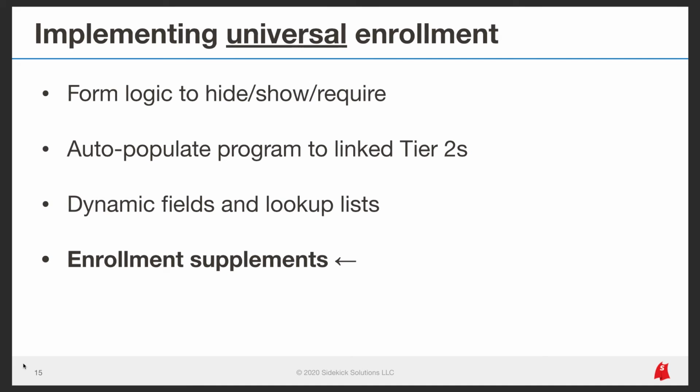We can also use form logic on the forms linked to an enrollment by auto-populating the program value to a linked tier 2 and using form logic off that auto-populate value. We can also use dynamic dropdowns or lookup lists to populate values and dropdowns for a particular program. An example of this would be if I'm in program A, only show in Apricot a service list on the service form relative to program A. Don't show the service list relative to program B.